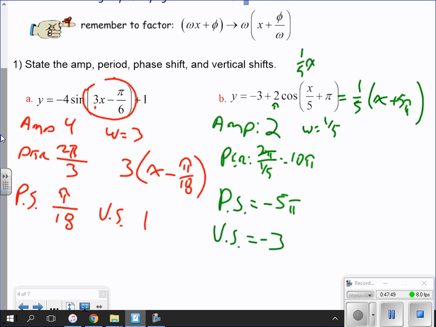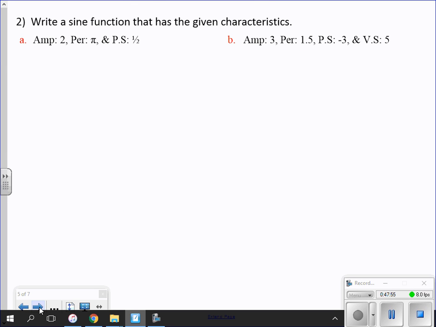Question? Okay. This is actually easier to do than the other direction we went. Okay? We're doing a trig function. Our amplitude is 2, our period is pi, our phase shift is 1/2. We do not have a vertical shift on this one. Because it tells us right here in the directions to do the sine. Otherwise you wouldn't know, but you have to be told which one you're going to do.